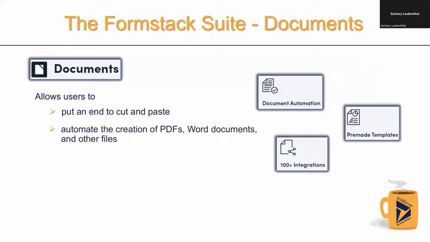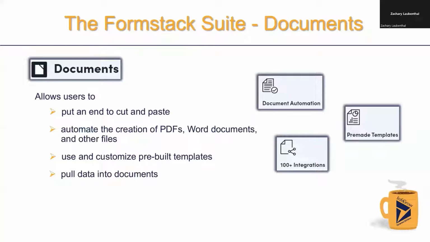Using the document automation function allows users to automate the creation of PDFs, Word docs, and other types of files. By using pre-built templates or customizing a pre-built template, users can get a head start on building these documents altogether. Formstack documents allows users to pull data into these documents, such as the data submitted from a Formstack form. And finally, with Formstack documents, you can collect signatures, automatically send files to storage, and much more.